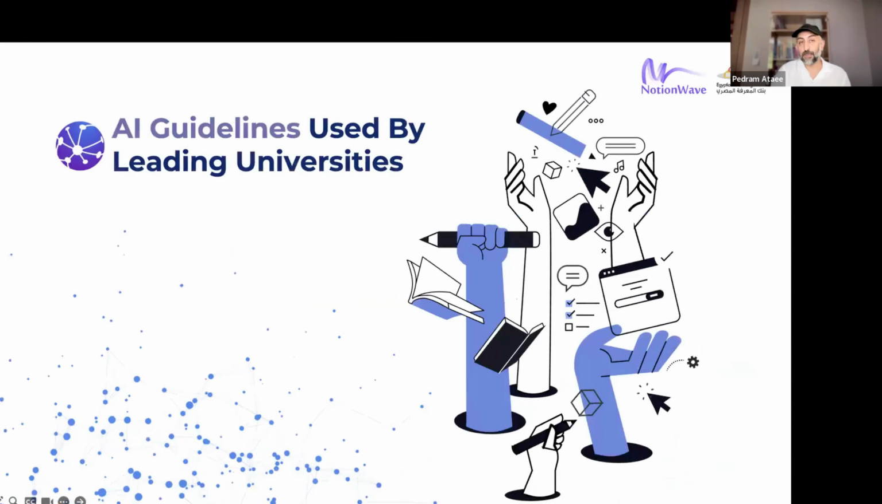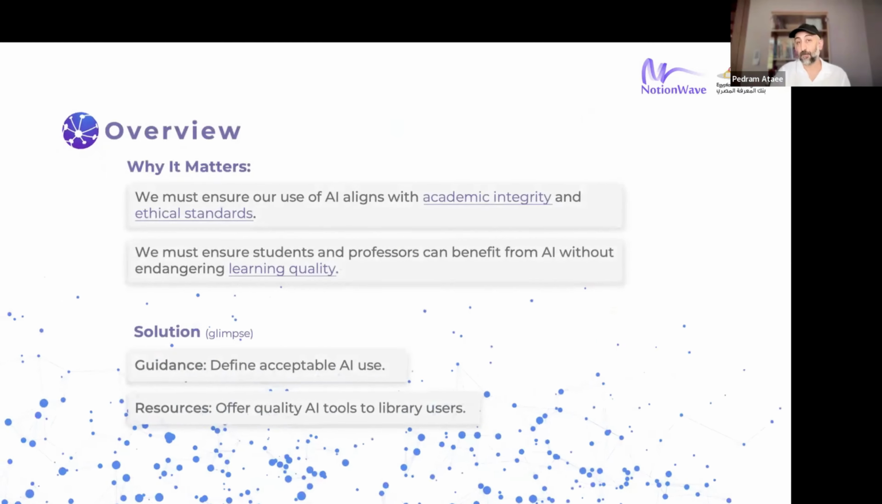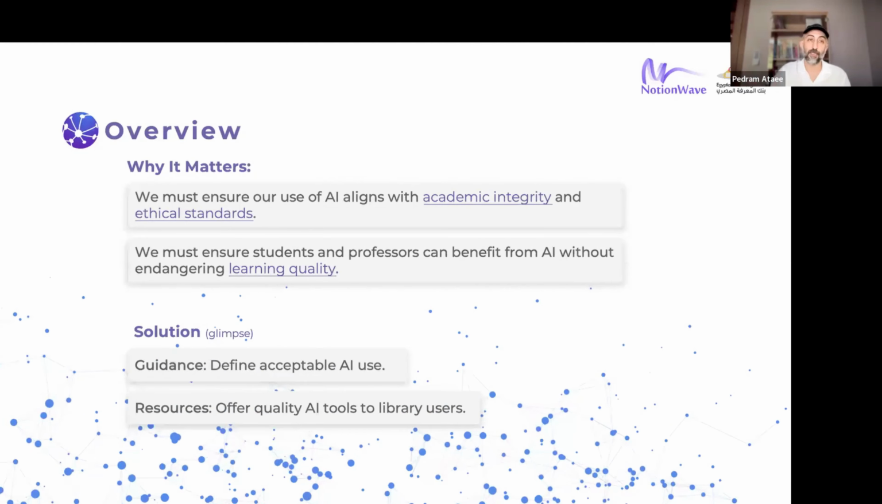So leading universities started providing some guidelines to their users, basically in their libraries. They have to provide these resources and tools to their library users, and to ensure academic integrity and ethical standards across the whole campus. They have to ensure that all the students and professors can benefit from AI without endangering learning quality.